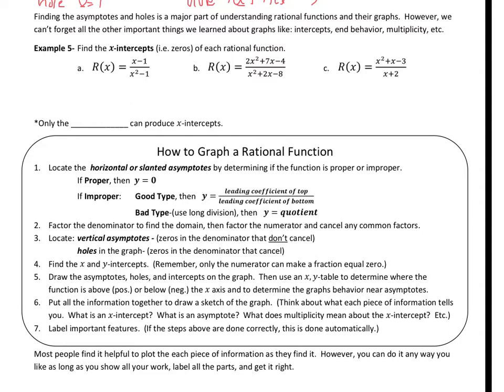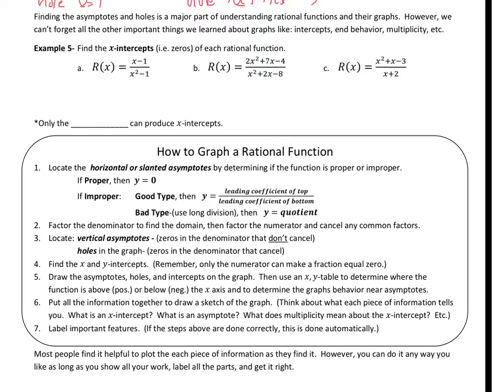We continue. Finding the asymptotes and holes is a major part of understanding irrational functions and their graphs. However, we can't forget all the other important things we learned about, like intercepts, end behavior, multiplicity, and so on. Now, in the next example, we want to find the x-intercepts of each of these functions. In other words, find the zeros.